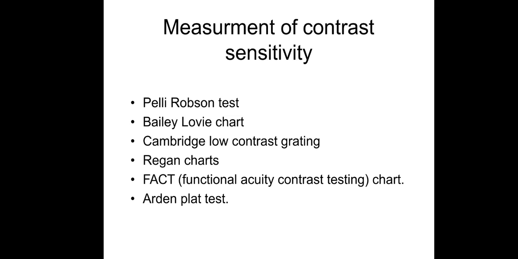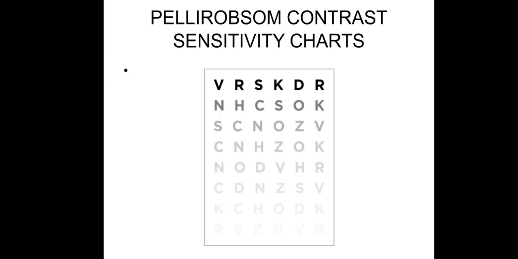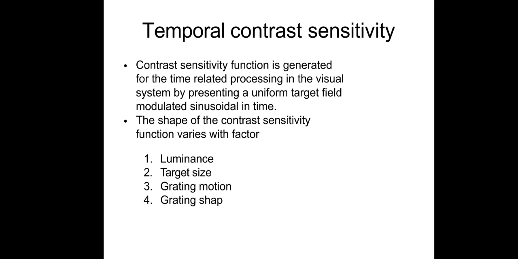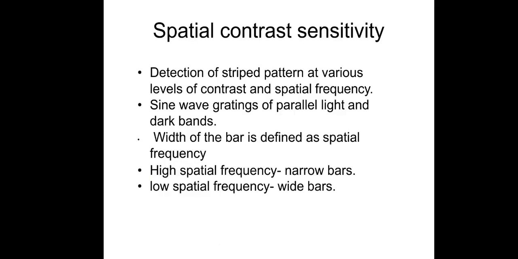So next is the measurement of contrast sensitivity testing. First is the Pelli-Robson chart, then the Bailey-Lovie chart, Cambridge low contrast gratings, Regan charts, the functional acuity contrast sensitivity chart, and the Arden plates test. As you can see in the Pelli-Robson contrast sensitivity chart, the upper letters are bold as compared to the lower ones. The frequency of the sine wave gratings in the upper part is like a wide bar, and just like this, high spatial frequency is a narrow bar and low spatial frequency is a wide bar.